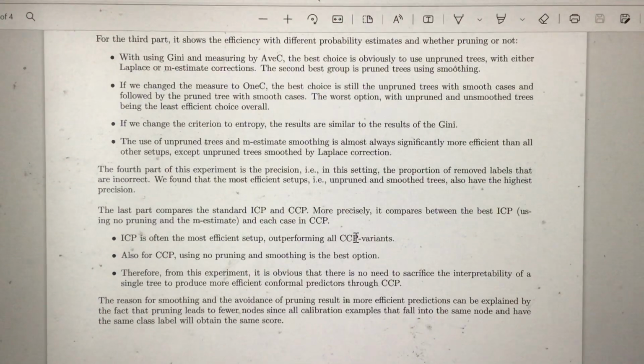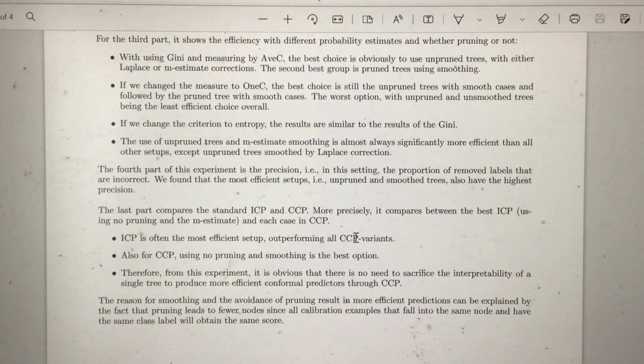And the last experiment compares the standard ICP and CCP. More precisely, it compares the best ICP using no pruning and M estimate with each case in CCP. So the ICP is often the most efficient setup, outperforming all CCP variants. So also we can find for each case of the CCP, using no pruning and smoothing is the best option. Yeah, a similar result with ICP.